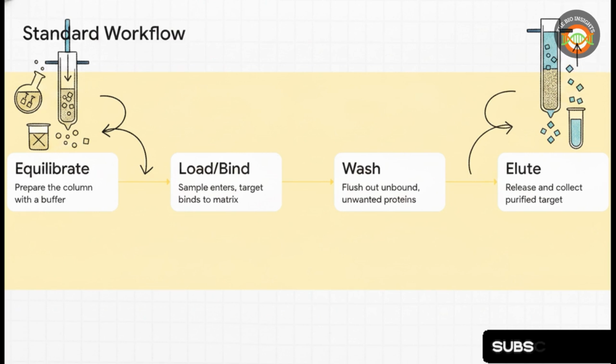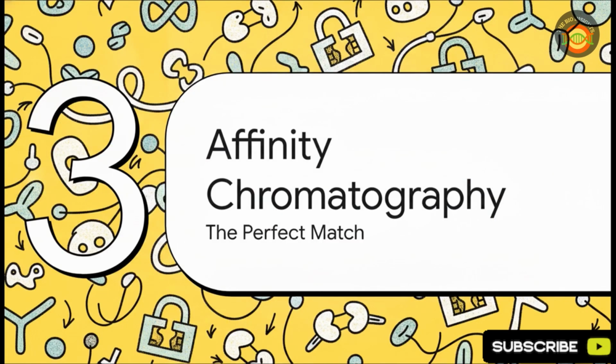This is the magic moment where your target binds to the column matrix. Third, you wash it. Basically, you're flushing out all that non-specific, unbound cellular junk that we don't care about. And fourth, you elute. You purposely change the chemical conditions to break the bond, releasing your highly purified target right into a collection tube. Let's dive into our first specific technique in Section 3, affinity, or the perfect match.